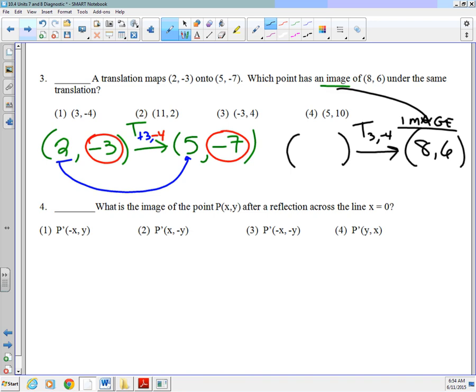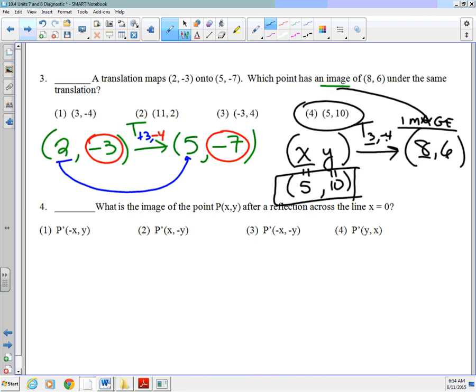So if I'm thinking, I've got to take x and add 3 to it to get 8. Well, okay, hopefully you see, if I take x and add 3 to it to get 8, then x has to be 5. And if I take y and subtract 4 to get 6, hopefully you see that y would have to be 10. And so this is (5, 10), choice 4. Again, I think the tricky part there is the reading, not the math.